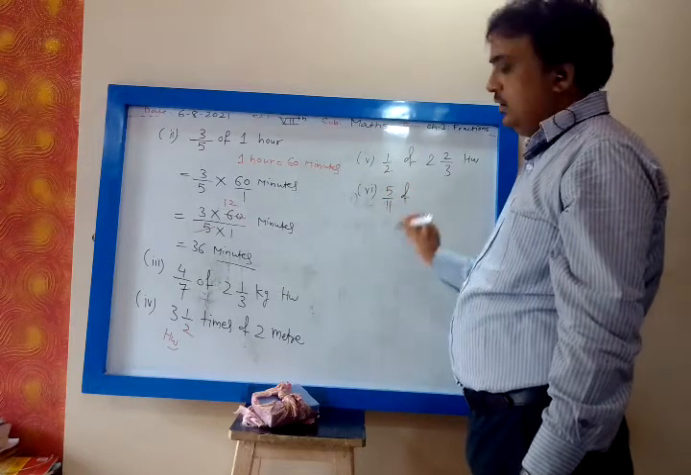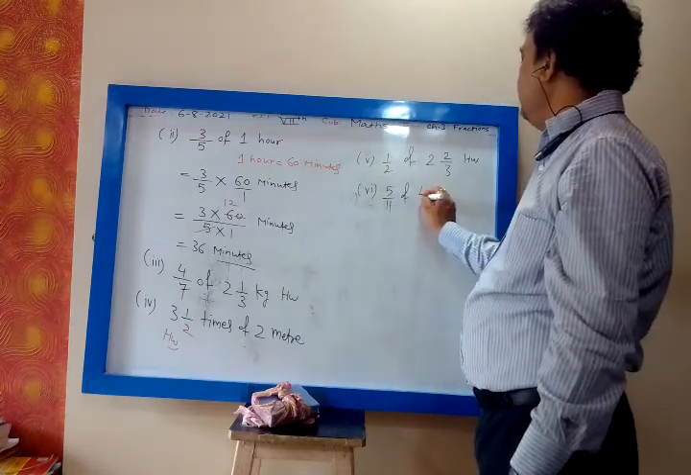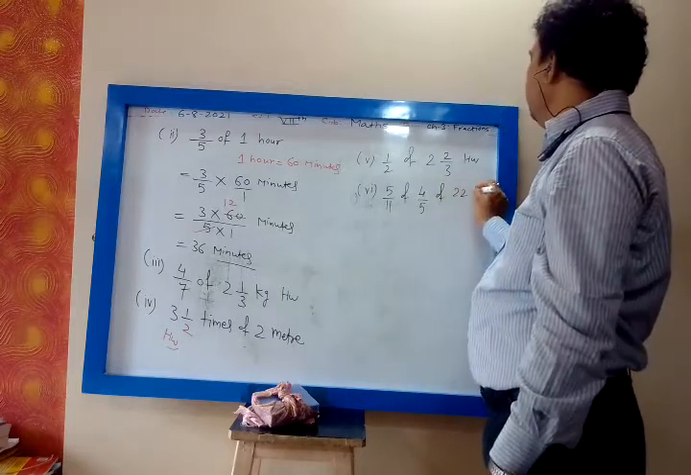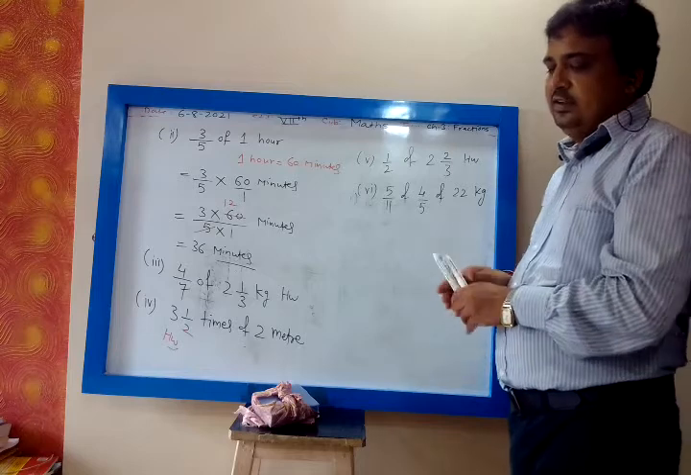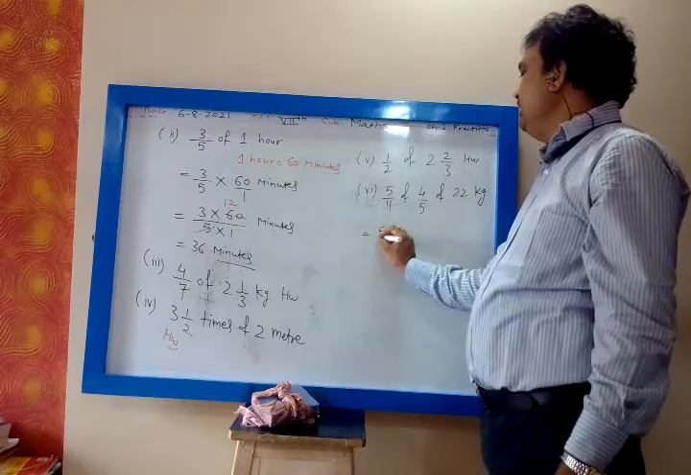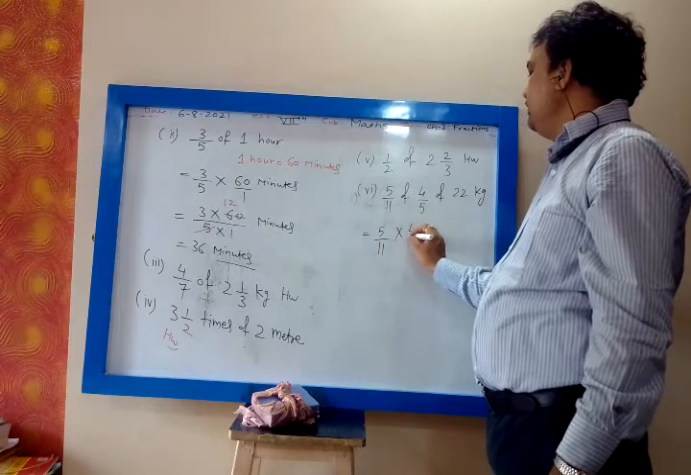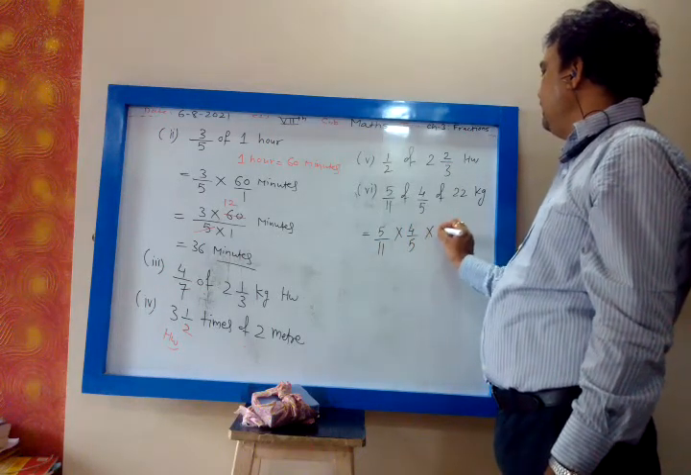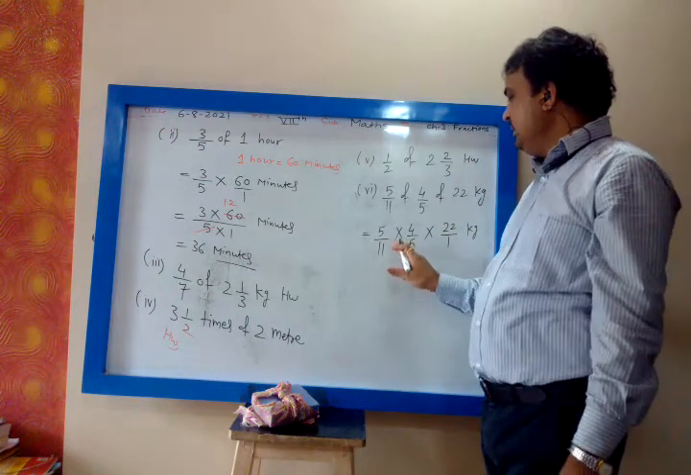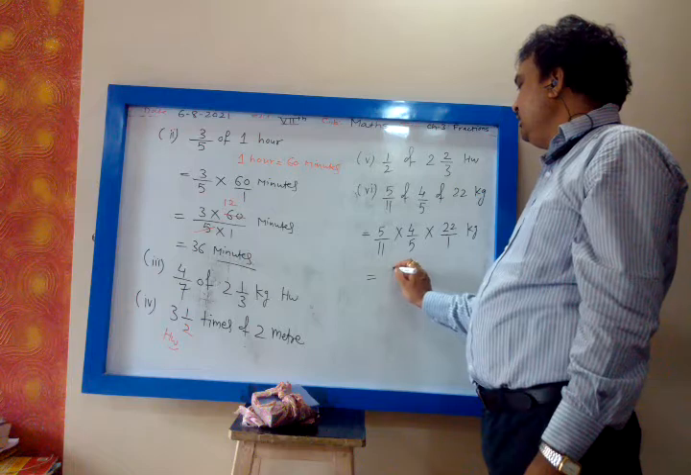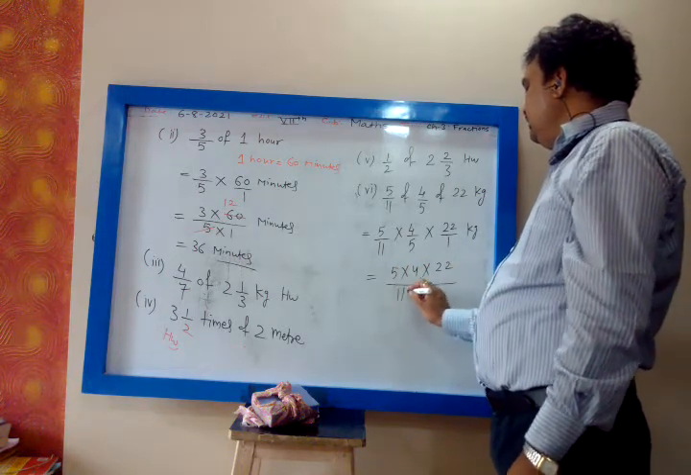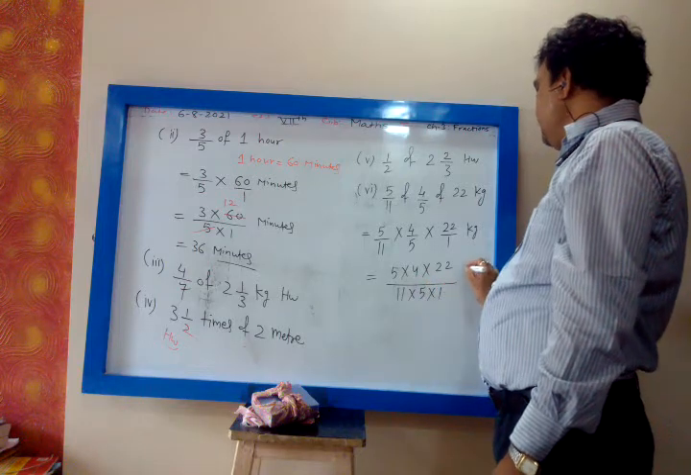Then the sixth one, 5 by 11 of 4 by 5 of 22 kg. So wherever you have of, you multiply. So what will that be? 5 by 11, of means multiplication, 4 by 5. Again of means multiplication, 22. 22 you will write as 22 upon 1. Then this is multiplication, so multiply numerator to numerator. 5 into 4 into 22 upon 11 into 5 into 1 kg.